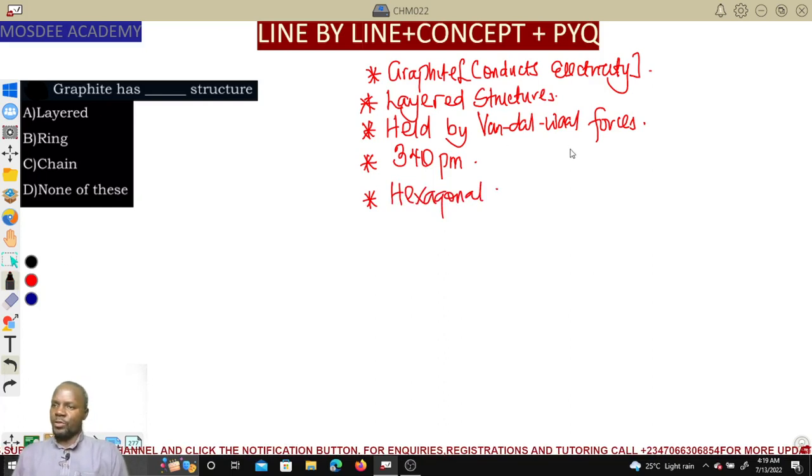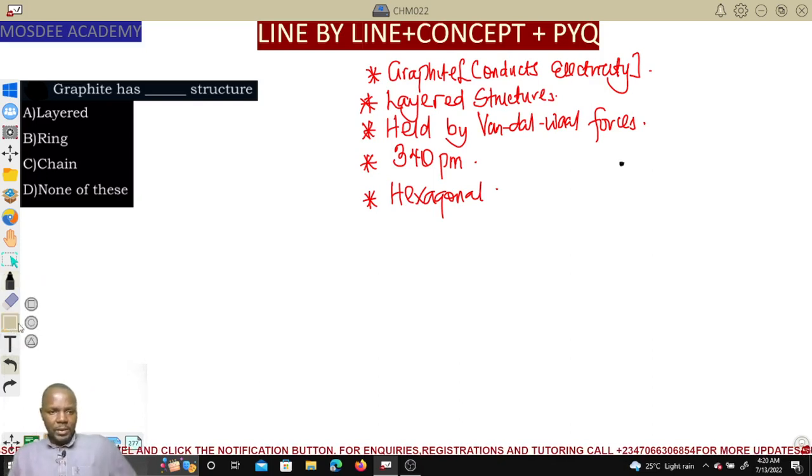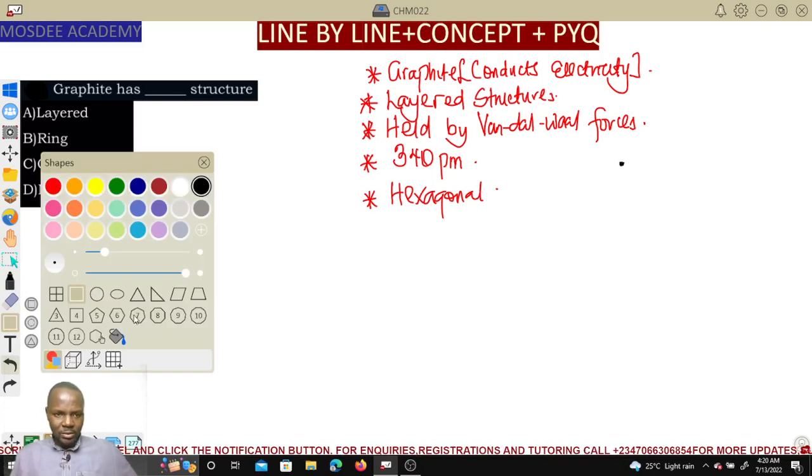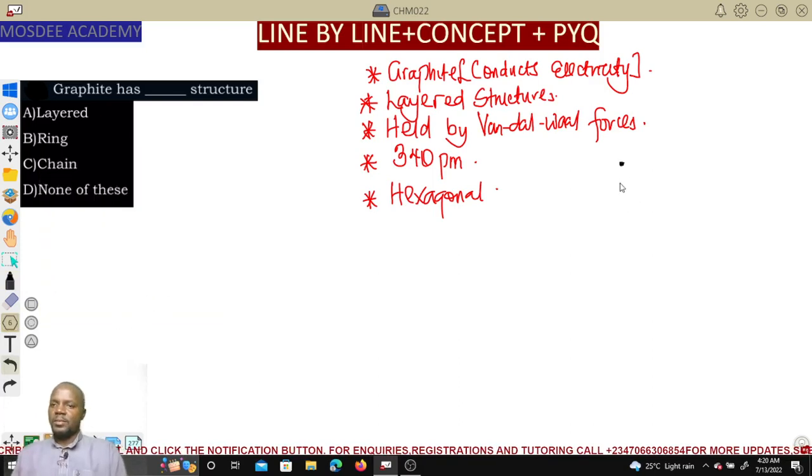Maybe I can try and draw a hexagon. Can I use my app here to draw? Because of time, just in case. That's just a problem. Let me see if I can quickly draw a hexagon. Something like this. The way this one is drawing, I wouldn't like it. It's too big.